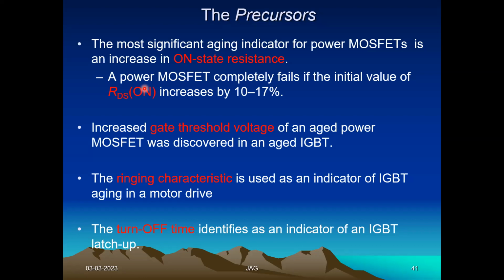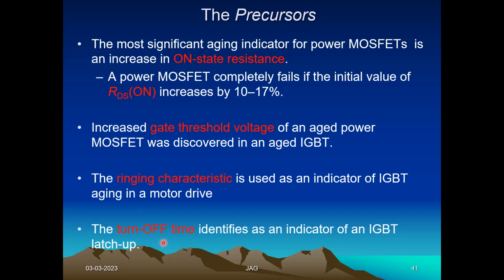Then ringing characteristics. When you turn on, it will not be a 90-degree turn on graph. Instead, in the corner, you will be having ringing, increase and decrease, a sinusoidal shape. That is called ringing. You cannot avoid ringing characteristics for any switch, inherent because of its inherent parameters, stray parameters.